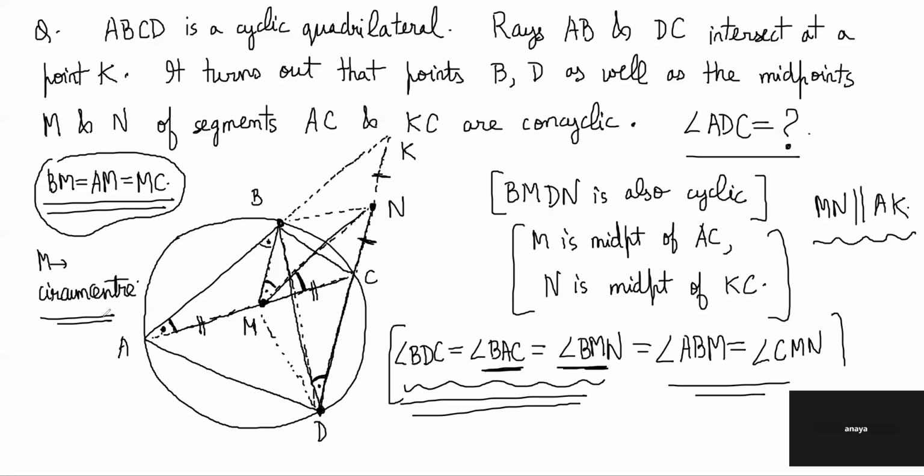So which angle is 90 degrees? Angle ABC. So what is angle ADC? So then angle ADC has to be 90. That's the solution.